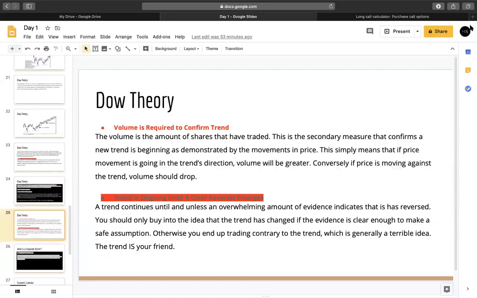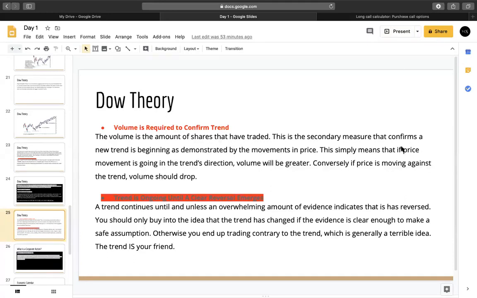Now, volume is required to confirm trend. See, it even says it in the Dow theory, right? This will definitely apply to day trading too, right? How many times have you seen the volume bar just shoot up during a breakout, meaning the volume supports that breakout? You guys have seen it a lot, right? You've seen these names break out and the volume picks up and you're like, oh my gosh, I'm going to get in the trade now. The volume just picked up, right?